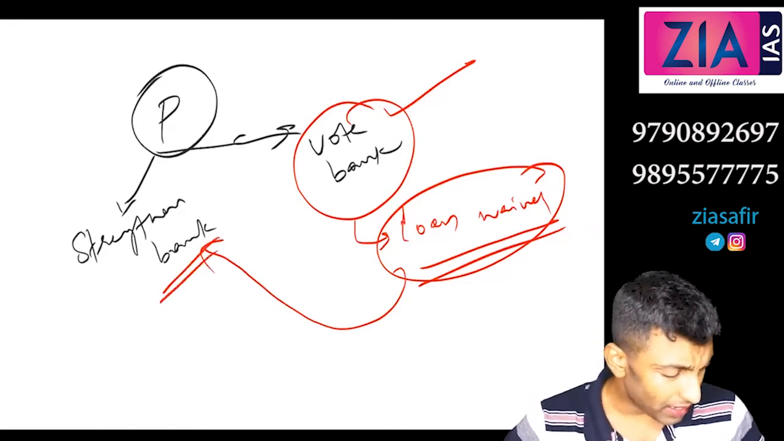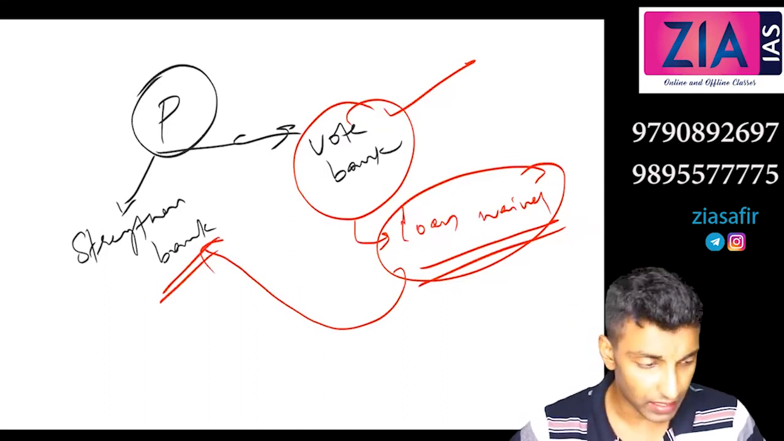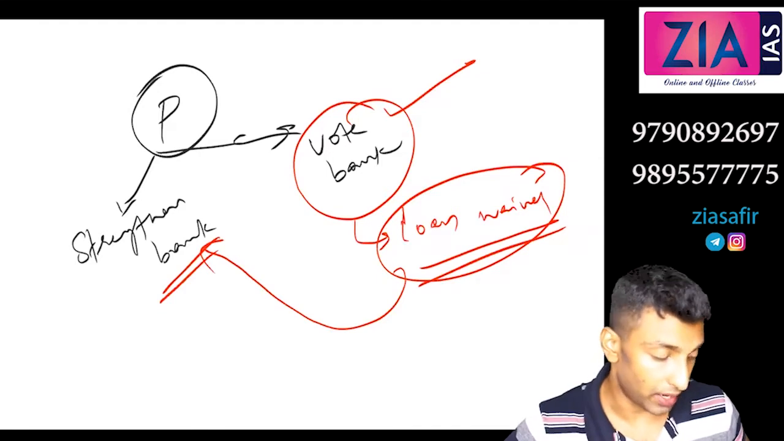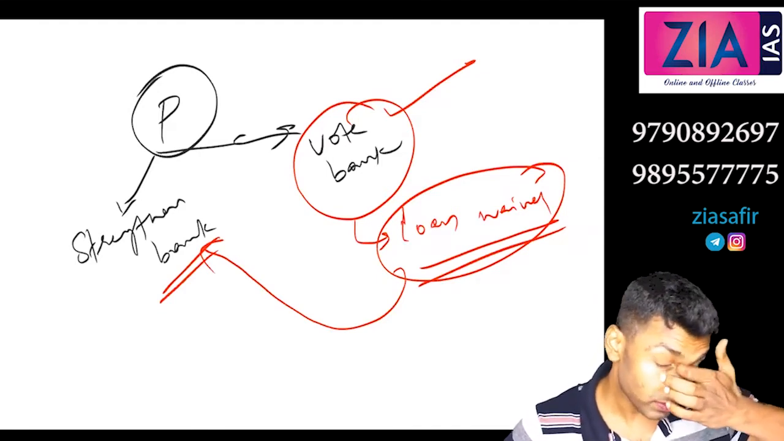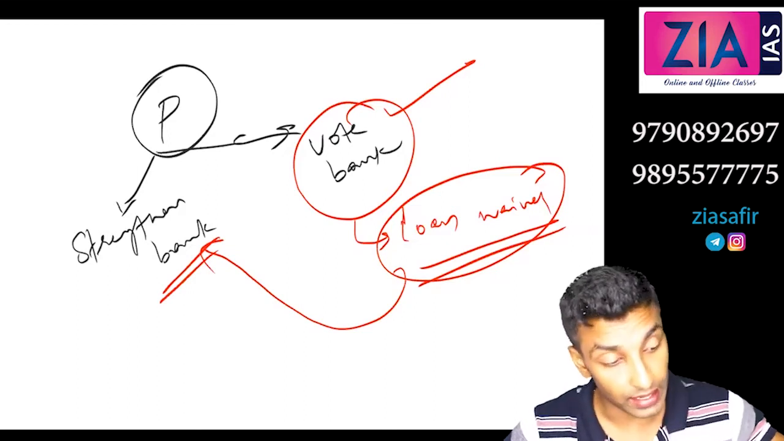Then other problems you can write: overstaffing, trade unionism, poor customer service. It's a public sector bank, so poor customer service. All these things you can write. These are common things. So all these things should be there in case if the question is asked on nationalization.